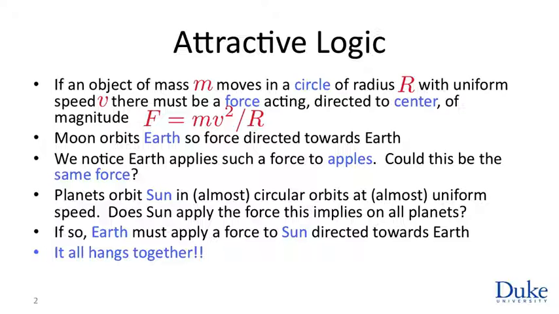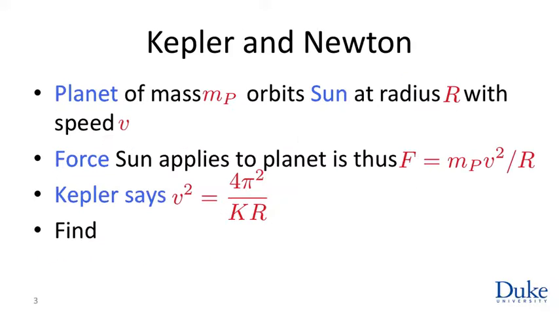So let's start with the idea of something orbiting the sun. So we'll have a planet. We'll call its mass mp. P stands for planet, any planet. And if it orbits the sun at radius r with speed v, then Newton's understanding of mechanics tells us that the force the sun applies to that particular planet is the mass of the planet times v squared over r for that planet.